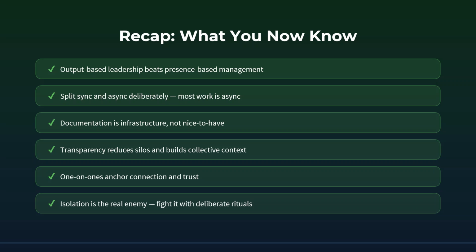Your next step is to audit your current meeting calendar this week and ask the 3 questions about each recurring meeting, then cancel or convert the ones that do not pass.